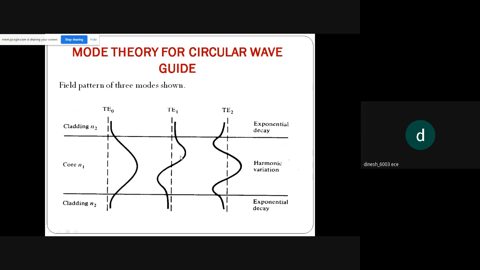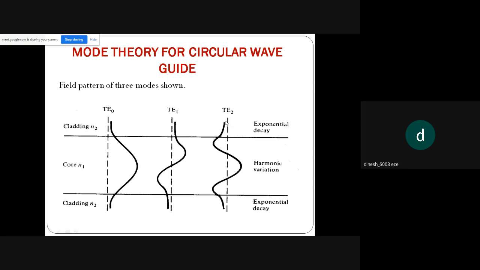So here there is one crossing. You can see that at the center it crosses one time. So this mode we call as TE1 mode. Next is TE2. So in TE2, the crossings will be two times. You can see that with respect to the reference axis.